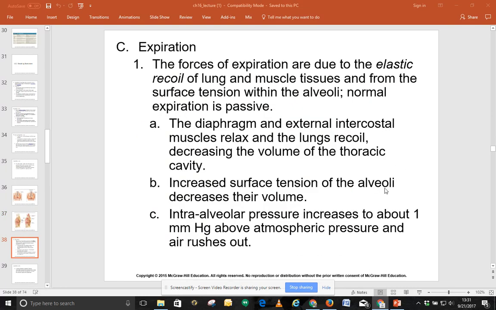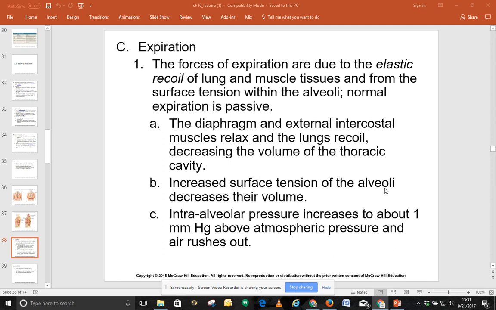Now, expiration, this is going to be the passive. The forces of expiration are due to the elastic recoil, or the lungs coming back down from being pulled apart, and the muscle tissues from the surface tension of the alveoli. And again, normal expiration is passive. The diaphragm and external intercostal muscles relax, the lungs recoil, and that therefore is going to decrease the volume in the thoracic cavity. But as it decreases that, it's making pressure.